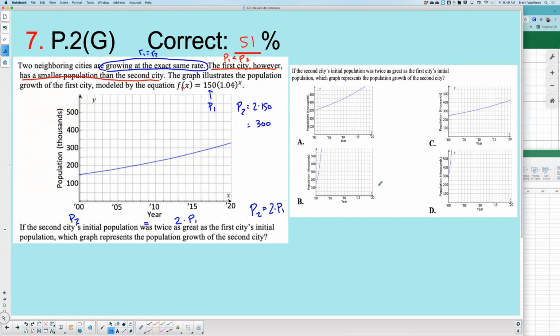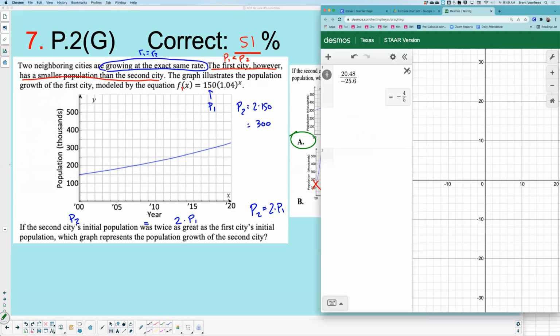Which ones can we eliminate? B is out. That does not start at 300. C and D. C is out, yeah. D starts at like 300. Okay, they're supposed to grow at the same rate. Which one do you think the answer is? A. Okay, let's just make sure.